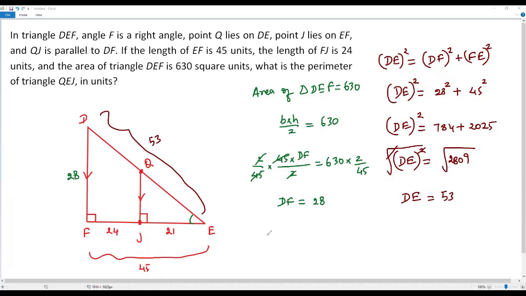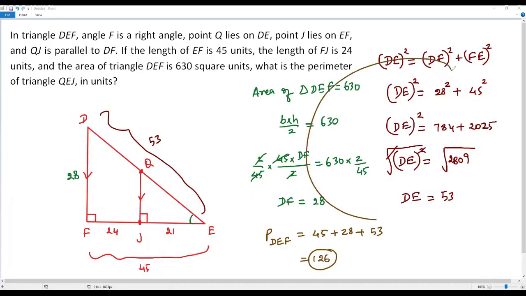Okay, now let's find the perimeter. That is the perimeter of the bigger right triangle DEF equals to the sum of the lengths of all the three sides, 45 plus 28 plus 53. When we add these three values, I am getting 126. The perimeter of the bigger right triangle DEF is 126.